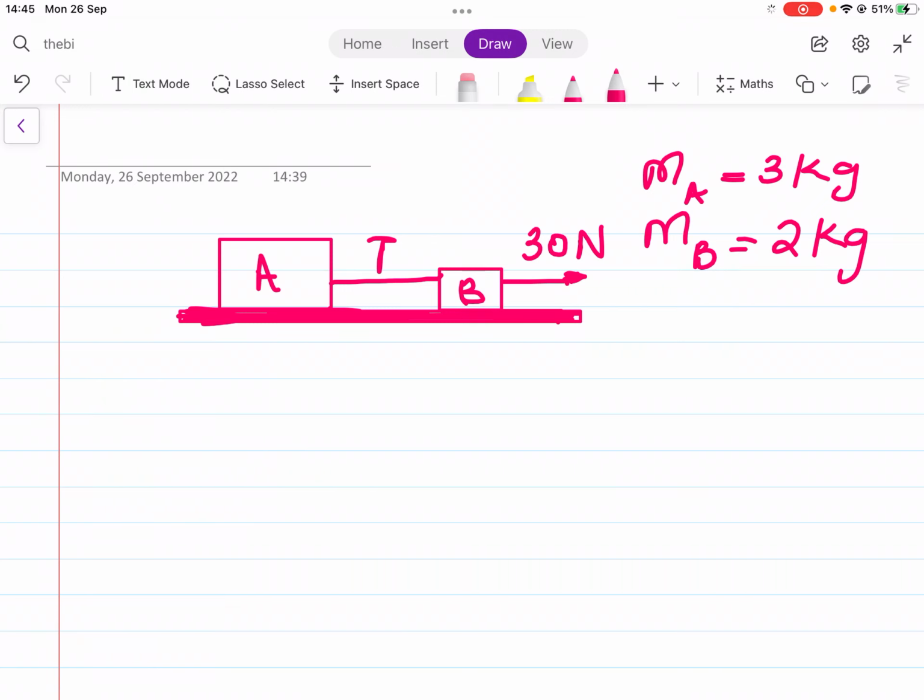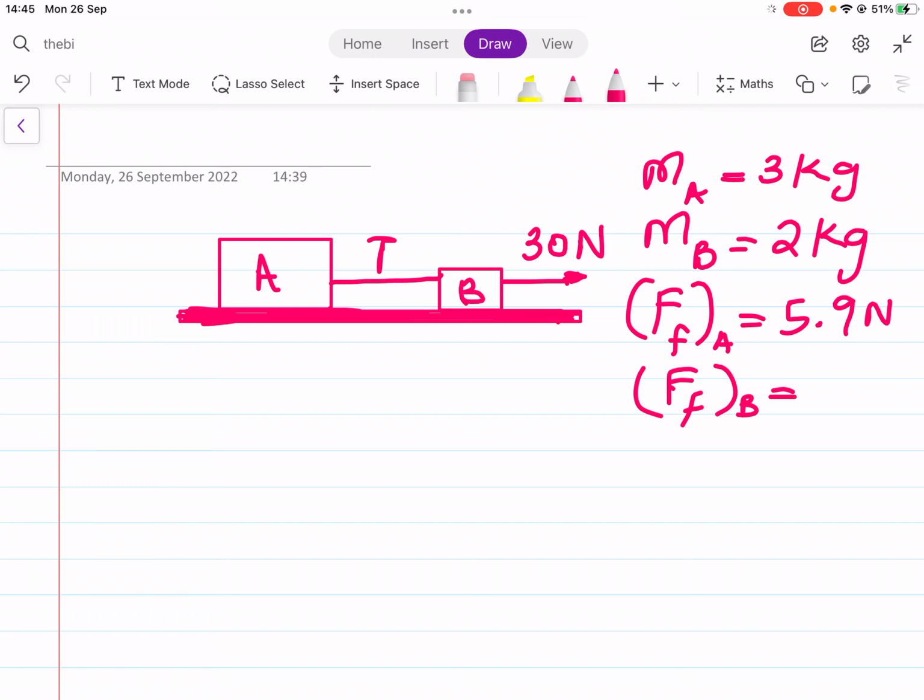The surface acts with a frictional force of 5.9. So frictional force at A is equal to 5.9 newtons, and frictional force at B is equal to 4.1 newtons. So we are asked to calculate the acceleration of box A and box B. We know that in Newton's questions we have to draw a free body diagram.